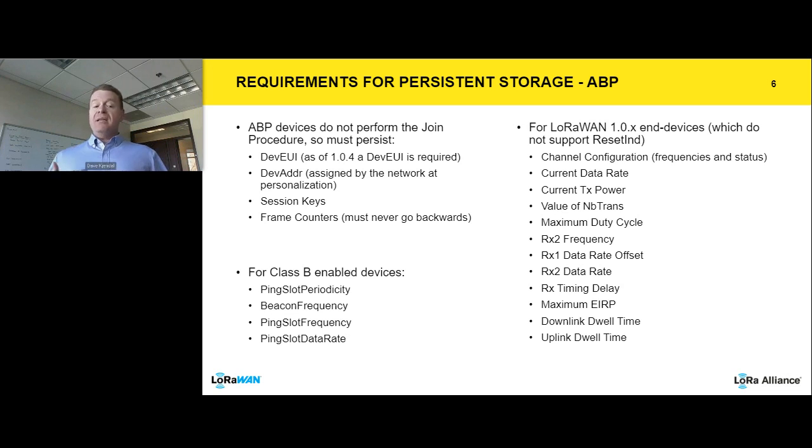In addition to that, Class B devices and devices that had been dynamically provisioned by the network for configuration and performance on the network, and Olivier will talk about those capabilities later, have a whole other set of things that they need to persist so that when they come back from that reset, the network and the end device are still in synchronization with the configuration of the network applied to that end device. So we won't go through all the details here, but it's basically all of the elements that can be configured by the network or can be set dynamically need to be persisted in that case.